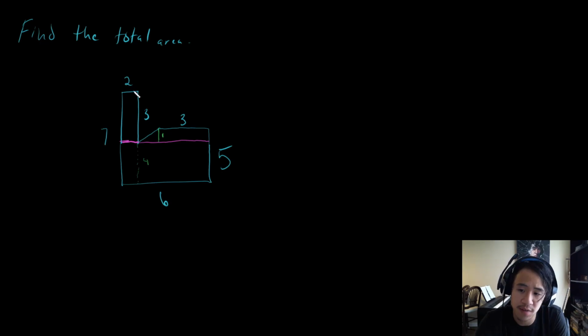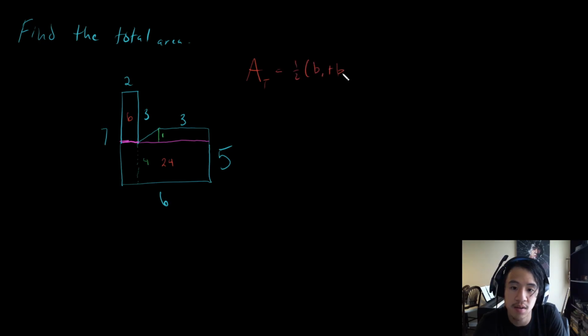So let's take a look. We have 2 times 3. That's an area of a rectangle. So this is going to be 6. And then we have 6 times 4. That's 24. And then here we have the area of a trapezoid. That's going to be 1/2 times the bases added together times the height.